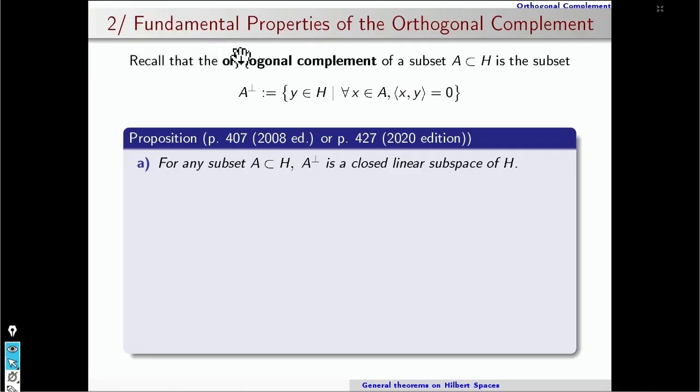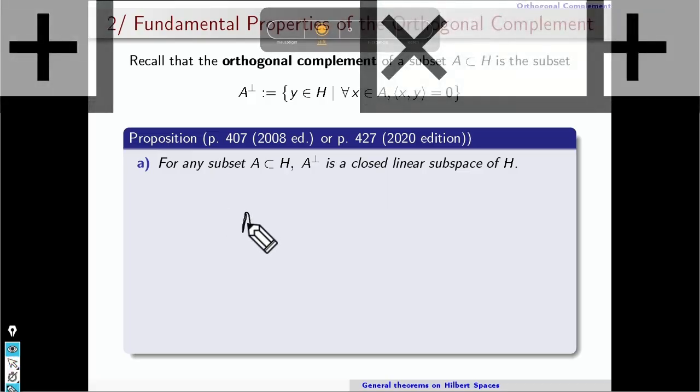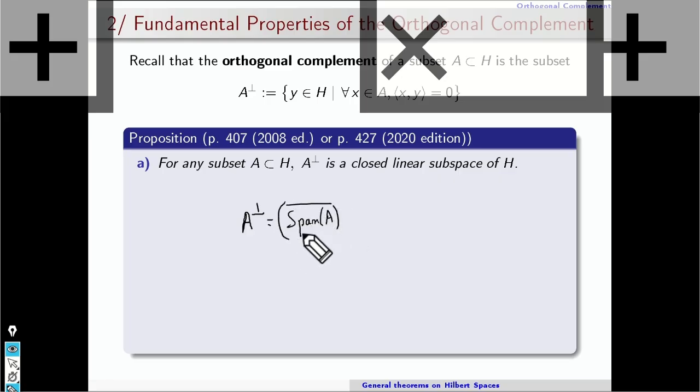In this second section, let us prove some fundamental properties of the orthogonal complement. Let A be a subspace of H. The orthogonal complement of A is the set of vectors y which are orthogonal to every element of A. First property: the orthogonal complement is a closed linear subspace. There is also a symmetric statement that I leave as an exercise, which says that the orthogonal complement of A is equal to the orthogonal complement of the closed linear subspace generated by A.